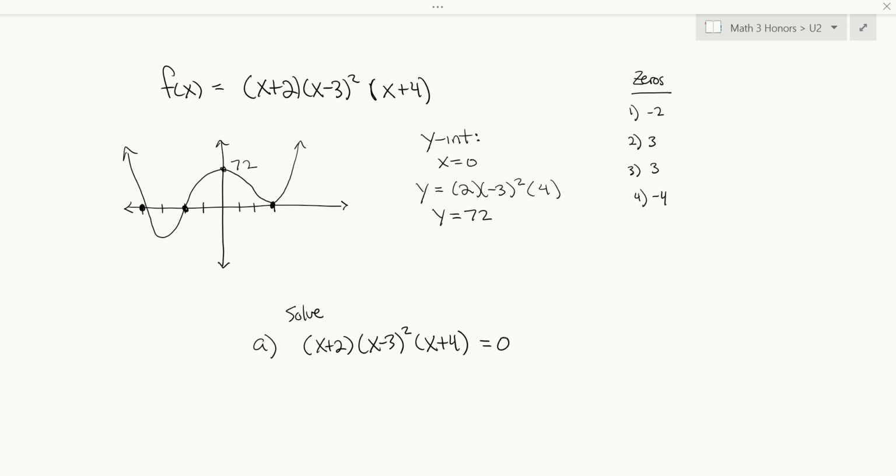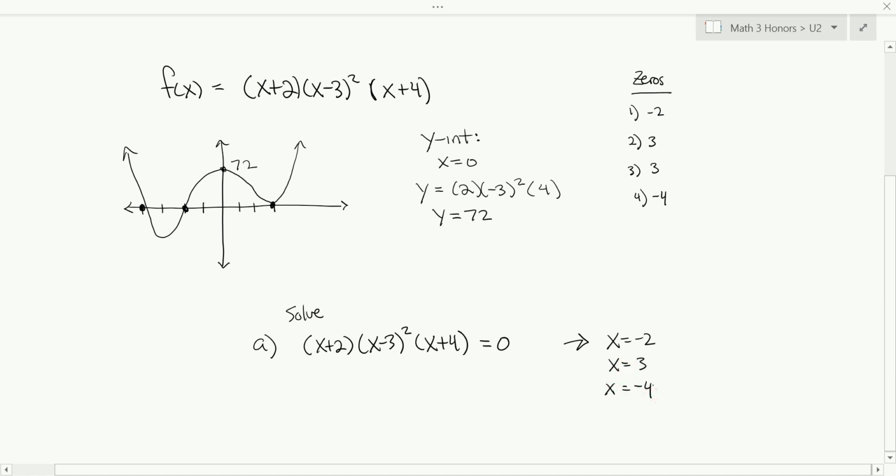All right, who's got an answer? All right, Diego, what's the answer? No. Nice try, but no. Michael, what's the answer? What is it? Yes. So the answer is going to be x equals -2, x equals 3, x equals -4.